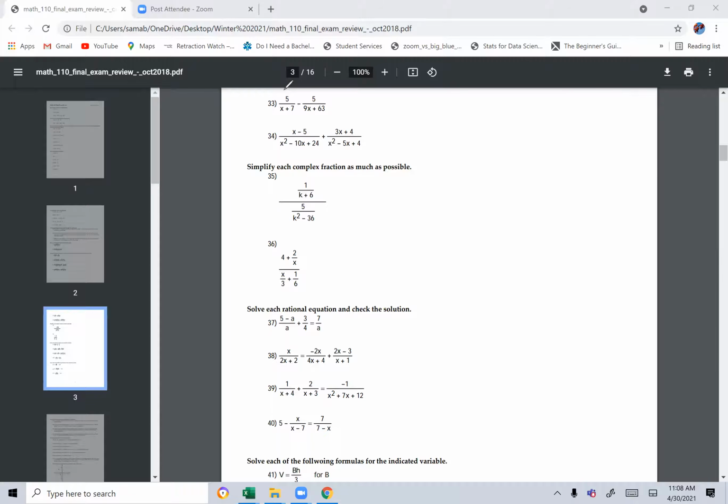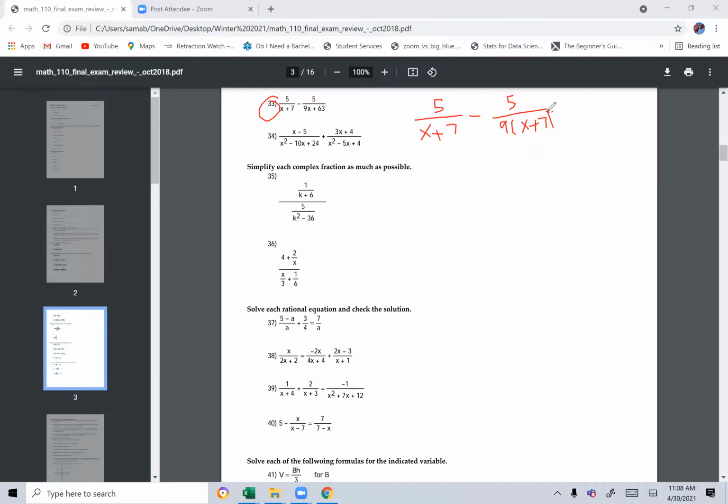Let's see if we take, guys, for example, 33. They don't have the same denominator, so we've got to make it look like they have the same denominator. So this is what you can do: 5 over x plus 7 minus 5 over, factor, 9x plus 63. So that will give me, guys, 9 times x plus 7.